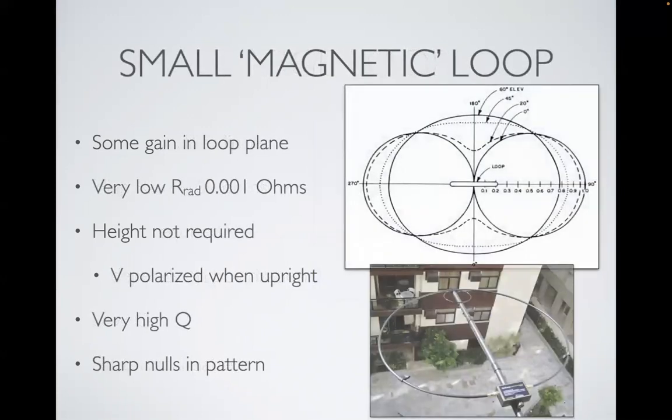They're kind of like dipoles that are folded over one another. Now here's a small magnetic loop. These are fun antennas. I have a couple, and I've made a couple, and they're very tiny. But the thing with these antennas is they have a very low radiation resistance. It can be in a hundredth of an ohm or lower, about down to a thousandth of an ohm. And this is why coupling these things is really hard.